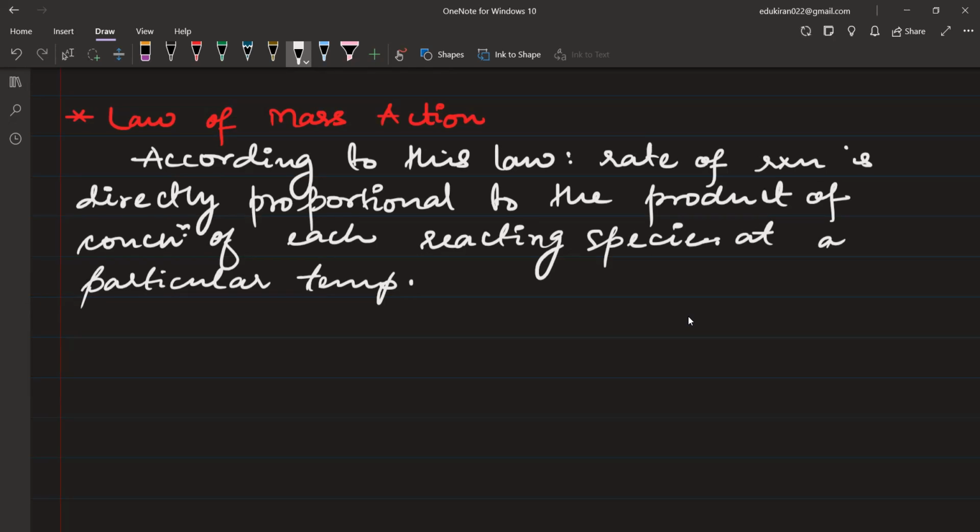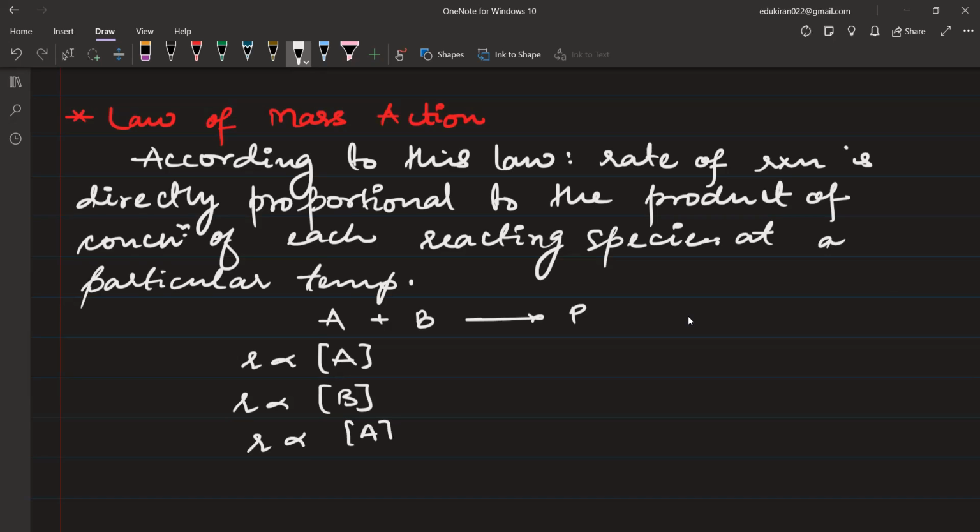That means if I have a reaction in which A plus B is giving me the product, then they are saying the rate is directly proportional to the concentration of A. They're also saying the rate is directly proportional to the concentration of B. And they're also saying the rate is directly proportional to the concentration of A and the concentration of B. That means the rate is equal to some constant into the concentration of A into the concentration of B.